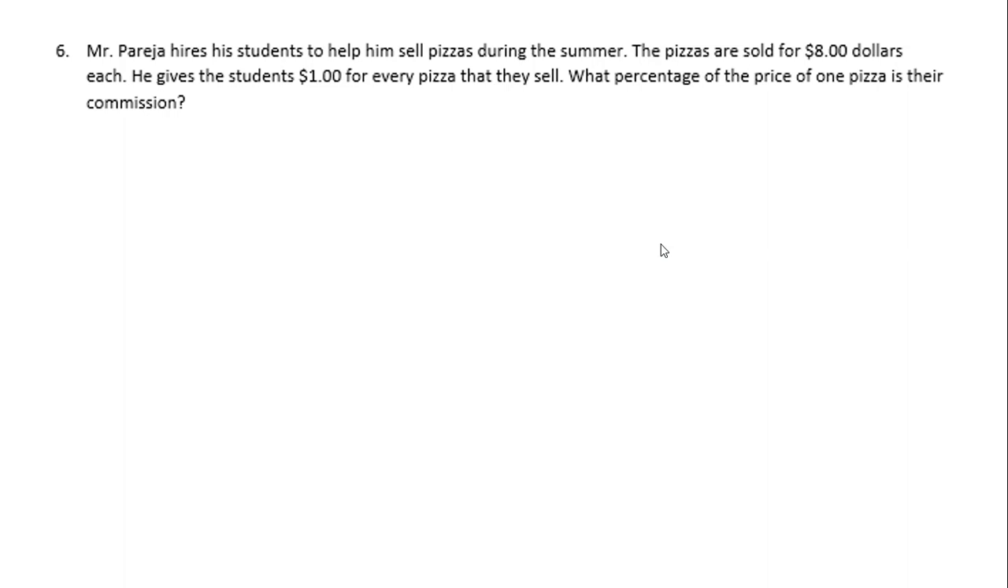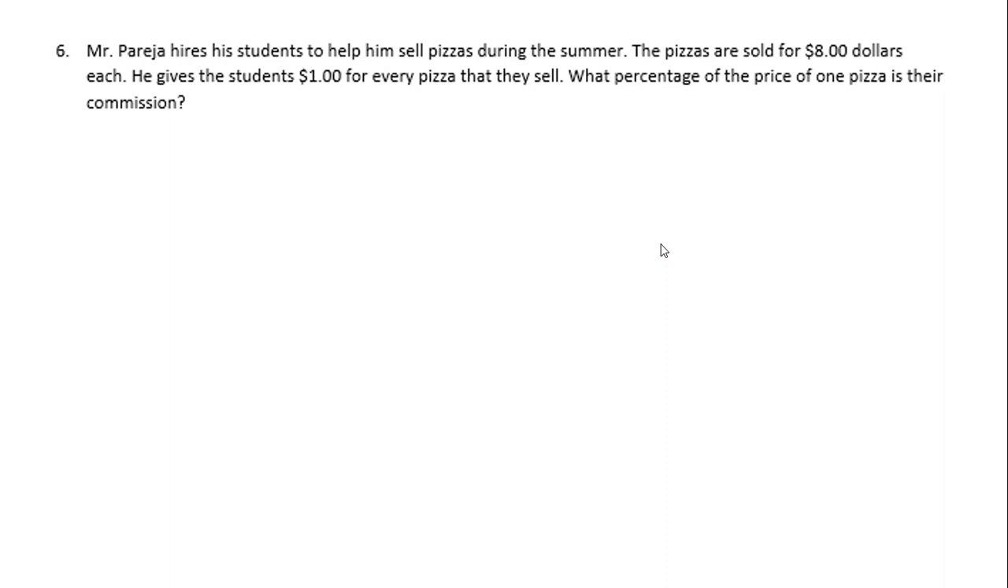Finally, number 6, Mr. Brea hires his students to help him sell pizzas during the summer. The pizzas are sold for $8 each. If he gives the students $1 for every pizza they sell, what percent of the price of one pizza is their commission? A commission is an amount of money you make for every time you sell something. So every time you sell a pizza that costs $8, I let you keep $1 of it. What percent might that be?